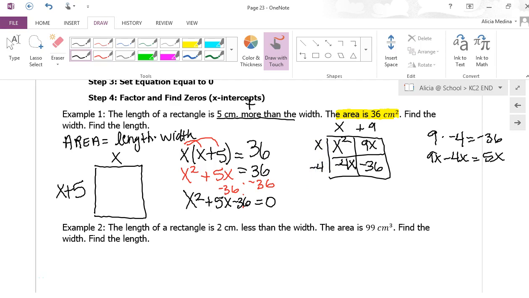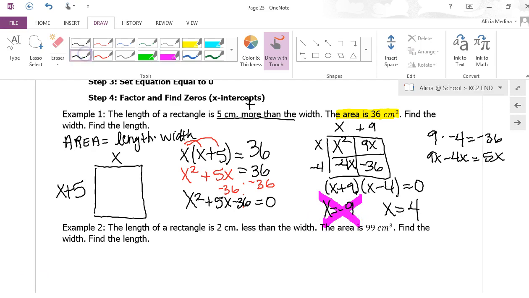All right, but I'm not done because I still got to find the x-intercepts. So therefore, x plus 9 times x minus 4 set equal to 0. That would give me an x equals a negative 9 and an x equals a positive 4. Now, when we are dealing with real-world problems, there is something you have to remember. We cannot have negative answers, right? It doesn't make sense to say that our width was negative 9 centimeters. So you cannot use negative answers.